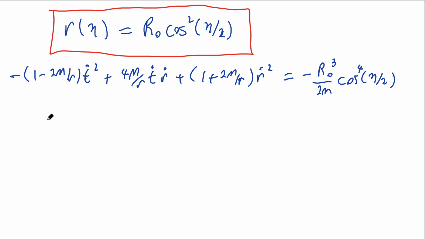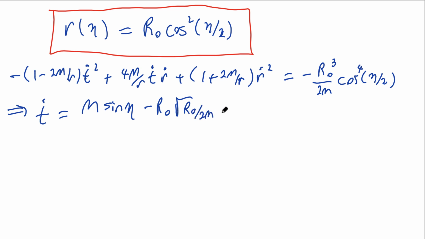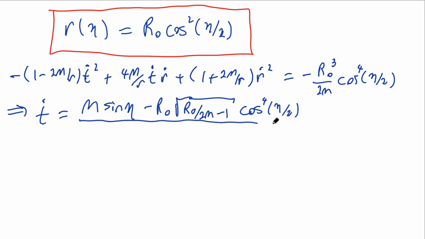Then solving this equation for t dot gives t dot equals m times sine of eta minus R naught times the square root of (R naught over 2m minus 1) times cosine to the fourth power of eta over 2, all of that divided by (2m over R naught minus cosine squared of eta over 2).